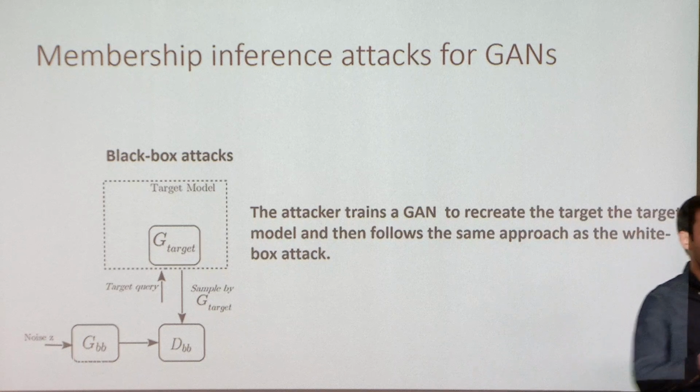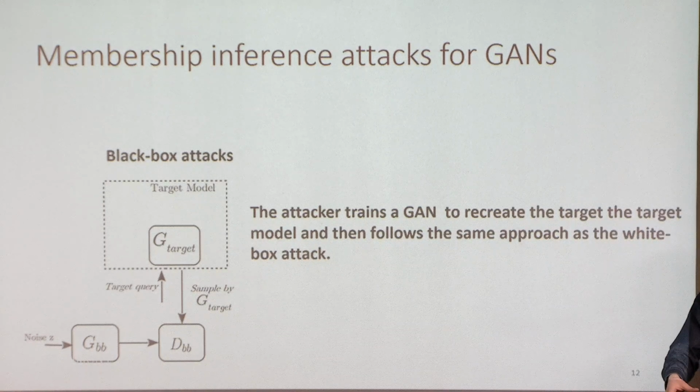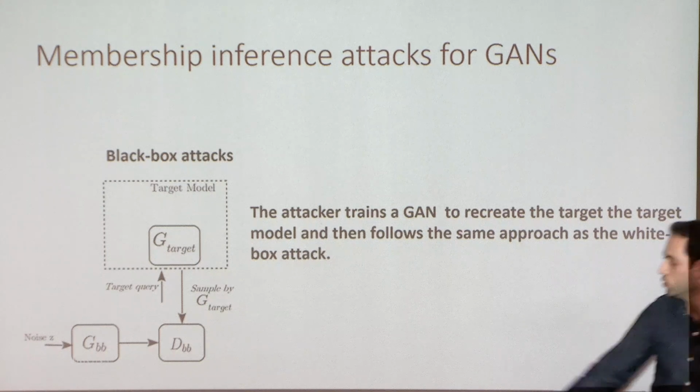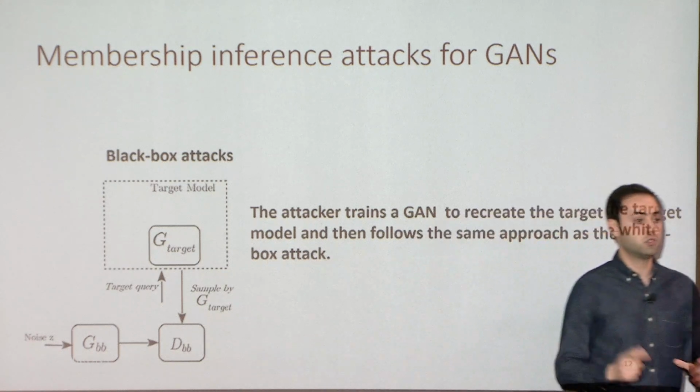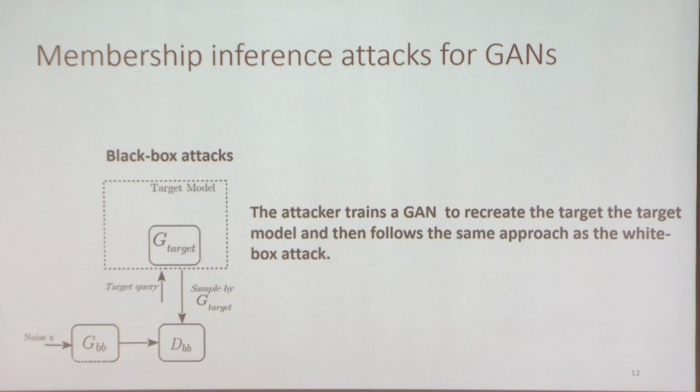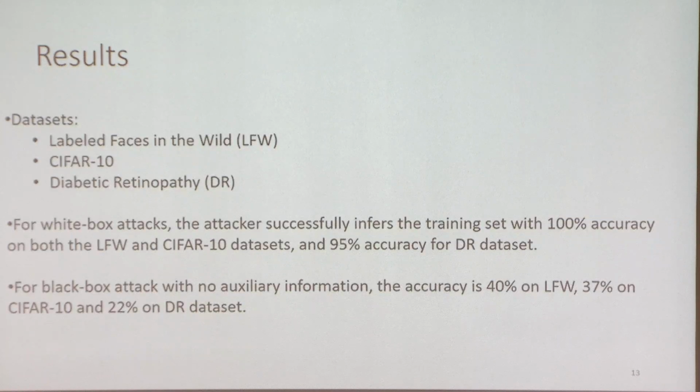So you train a new generator and a new discriminator. Once you've done training, you can use the learned discriminator to do the attack that I described on the previous slide. So we can extend the attacks we did for white box models to this black box. People have conducted large-scale simulations on multiple data sets, such as CIFAR, Labeled Faces in the Wild, etc. And the findings are a bit surprising.